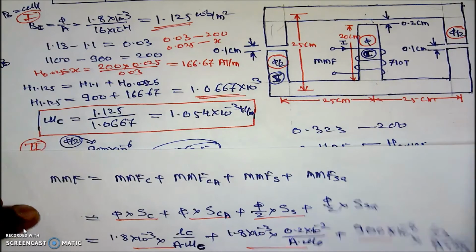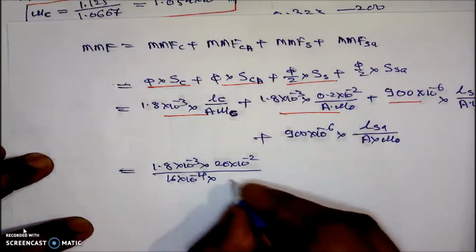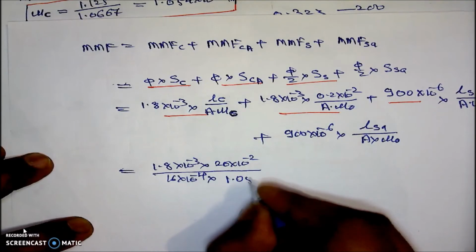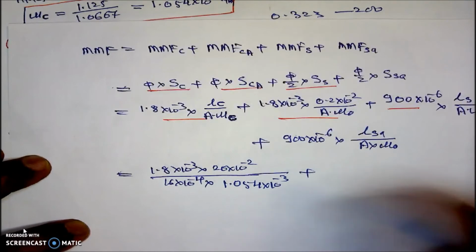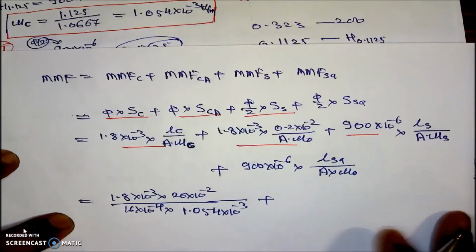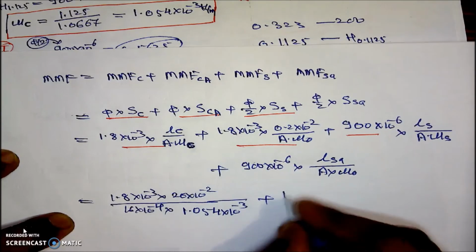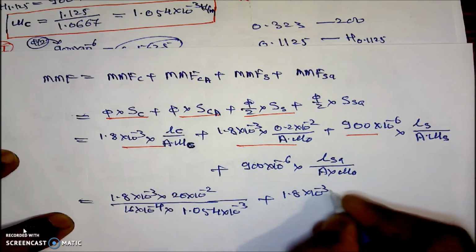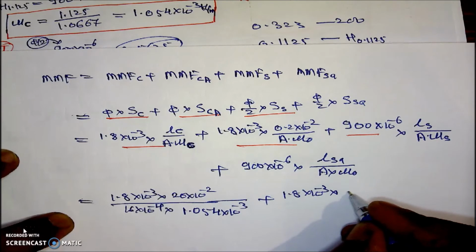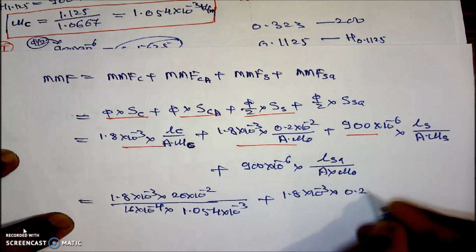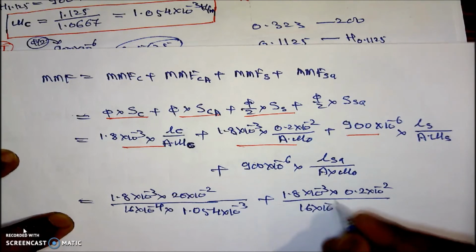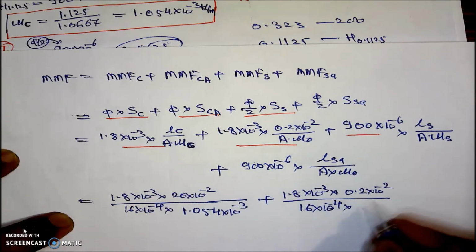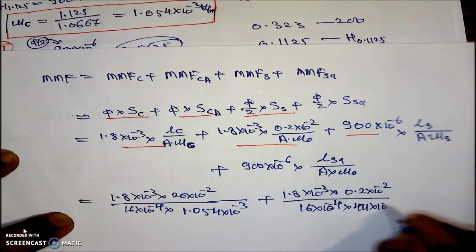Mu of the central we have calculated as 1.054 into 10 raised to the power of minus 3. Plus the second calculation, the value is the same, 1.8 into 10 raised to the power of minus 3 into the length of the air gap, which is 0.2 into 10 raised to the power of minus 2, divided by the area throughout, the same 16 into 10 raised to the power of minus 4, into mu naught, which is 4 pi into 10 raised to the power of minus 7.